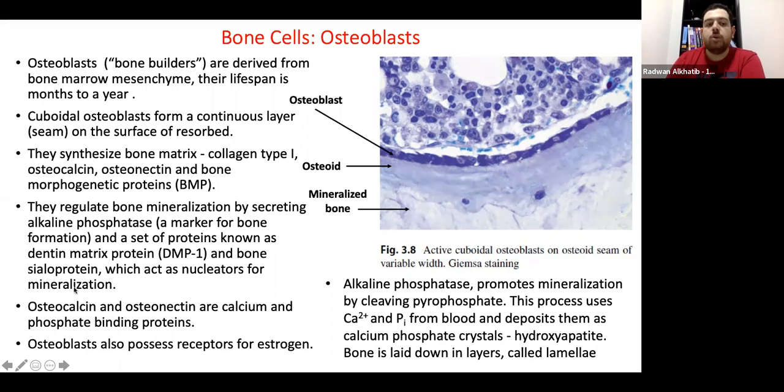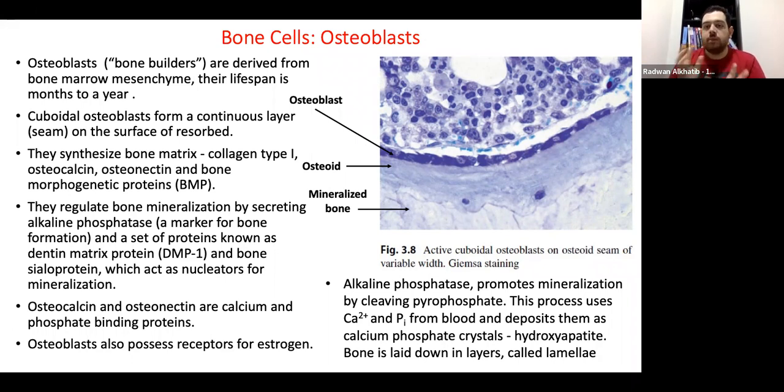They act as a nucleator for mineralization, which means that they just bring the calcium and phosphate and deposit them over the new osteoid, the new jelly material. The osteocalcin and the osteonectin are calcium and phosphate binding proteins. So these are the places where the newly arriving calcium and phosphate will attach on the new bone.